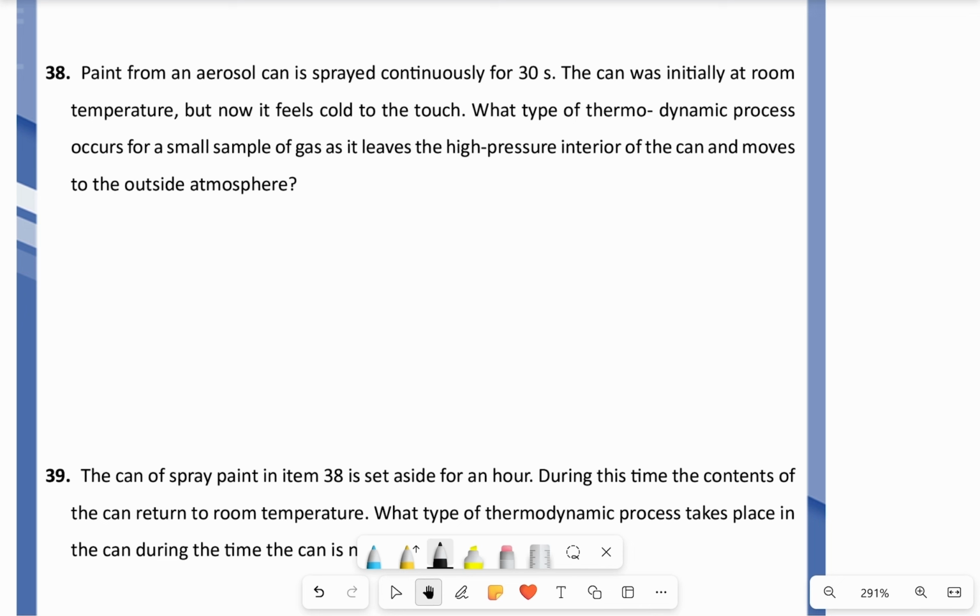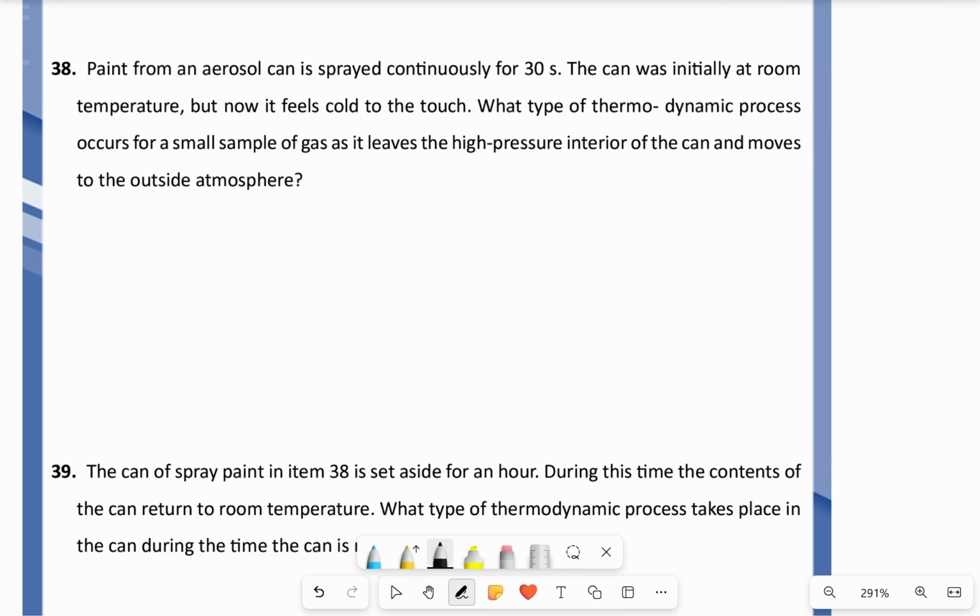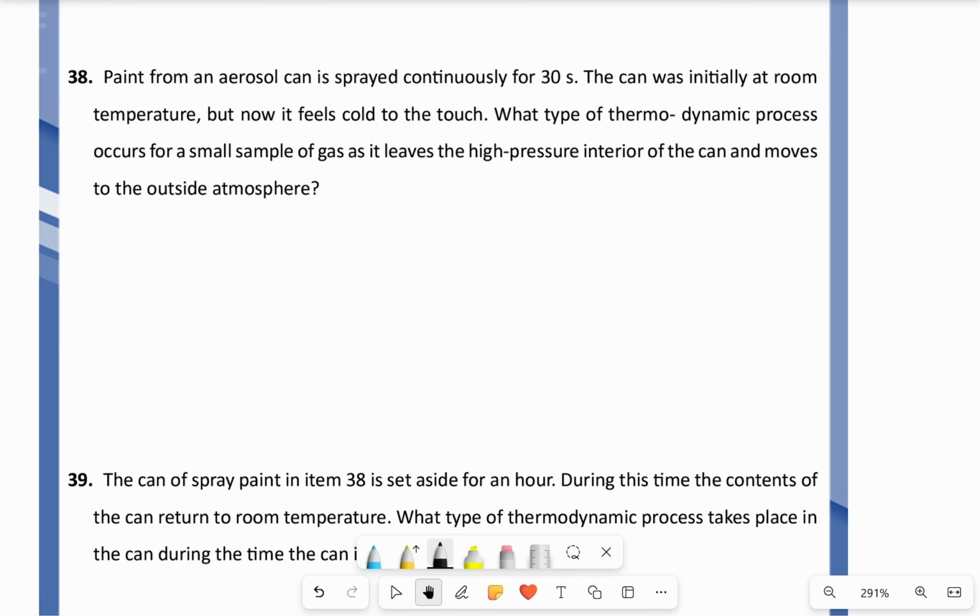We have question 38. Paint from an aerosol can is sprayed continuously for 30 seconds. The can was initially at room temperature, but it feels cold to the touch. What type of thermodynamic process is it? For a small sample of gas, it leaves the high pressure. So with high pressure, the gas is rapidly going out from the can. So this is going to be out from the container. Sorry. So this is going to be an adiabatic process.